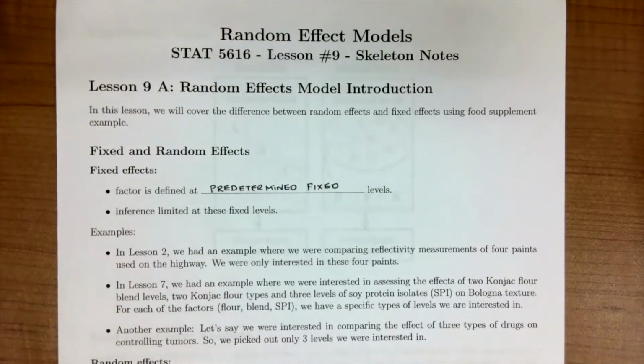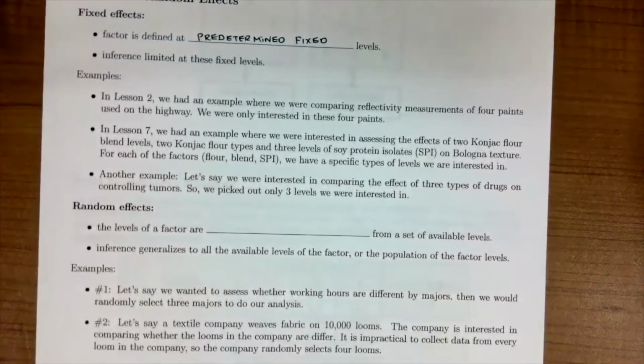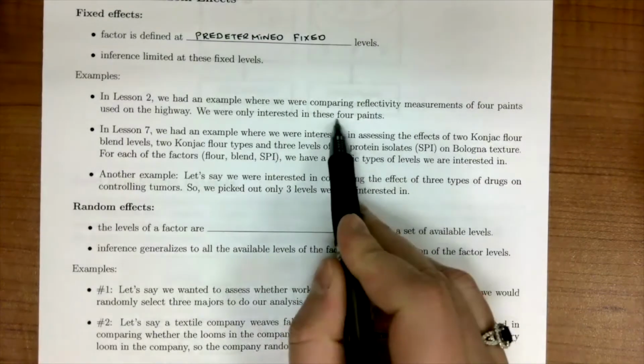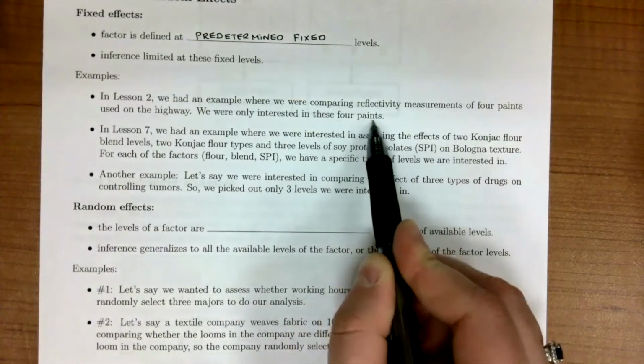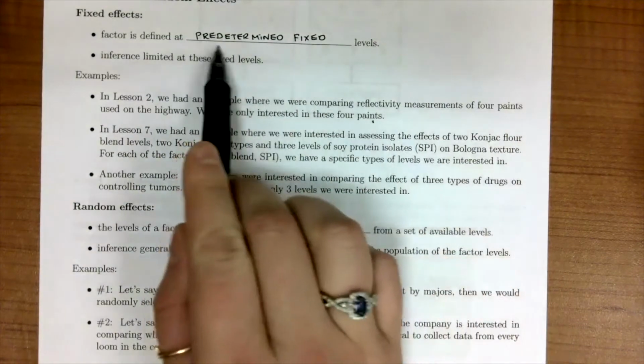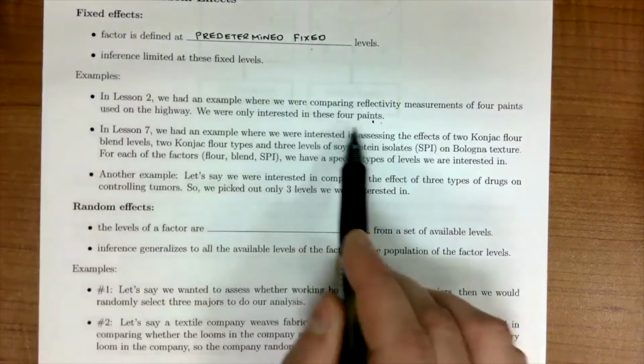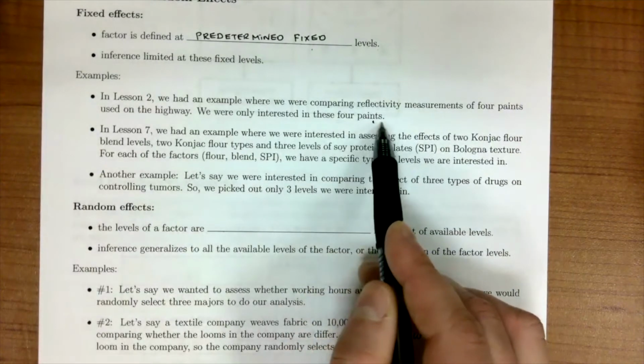So let's look at some examples we've had. In lesson 2, we had an example where we were comparing the reflectivity measurements of 4 paints used on a highway. In this example, we were only interested in these 4 paints and how they differed from each other. So we had predetermined fixed levels, which were the 4 paints, and our inference only focused on these 4 paints.